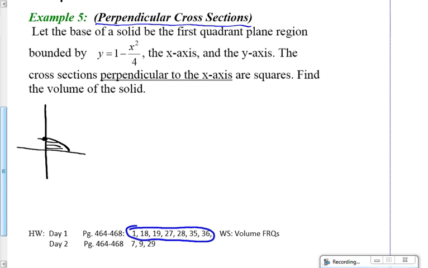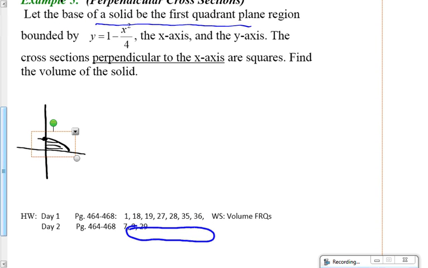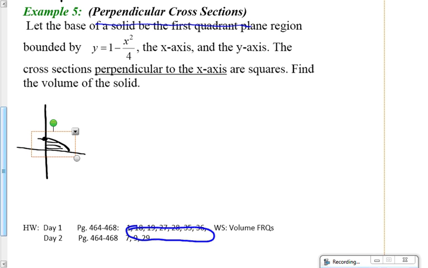Didn't draw that very big, but this is not what I wanted to do. That's kind of the region we're looking at, okay? This region is bounded by an upside-down parabola that's moved up 1 with a vertical shrink of 4, okay? I don't have coordinates on the axis, but that's kind of the region, okay? The cross section's perpendicular to the x-axis.